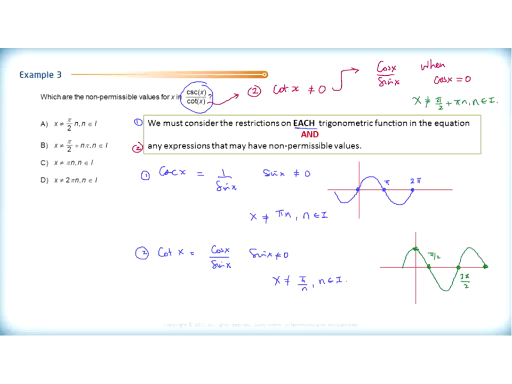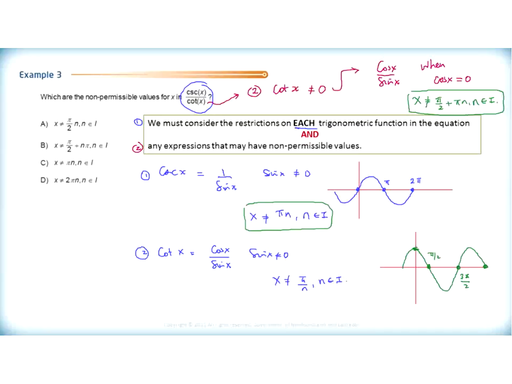So again, we need to combine these solutions if we can. Let's combine the solutions x equals pi n and x equals pi over 2 plus pi n. If you combine those two solutions, you will get one solution, exactly like the one I did before.